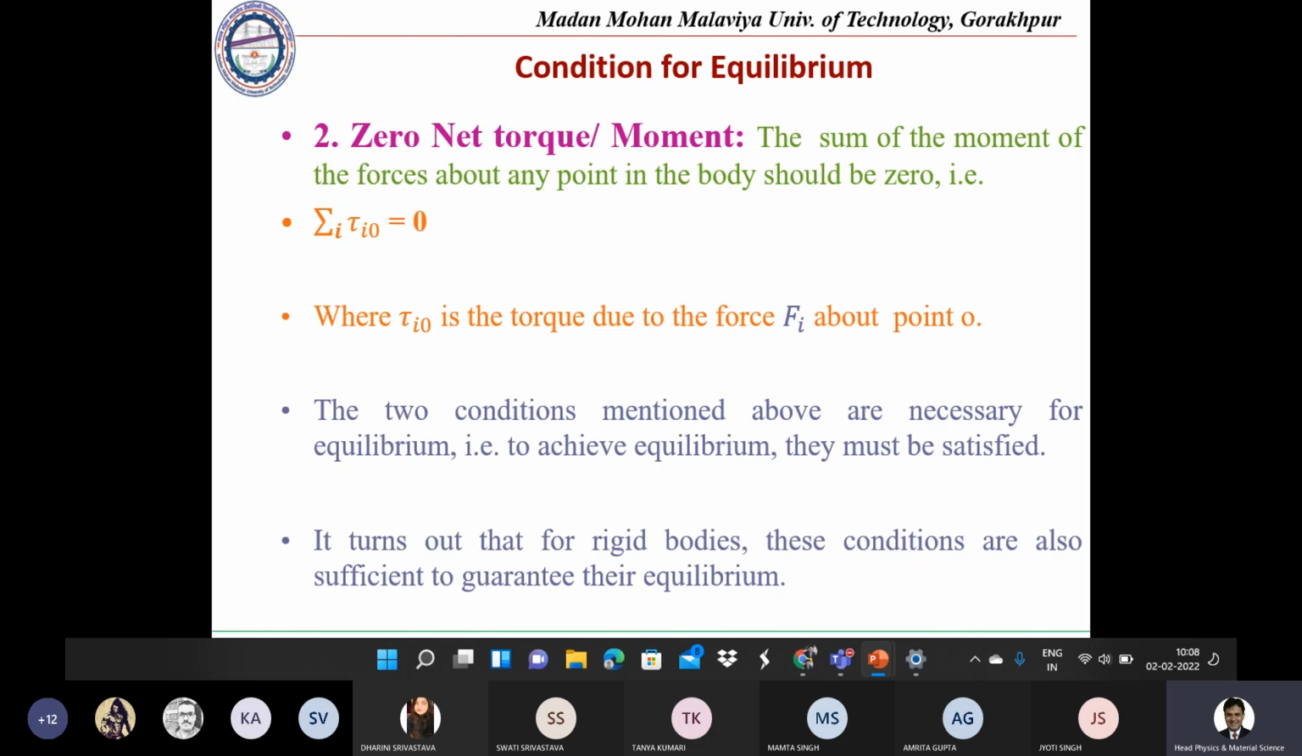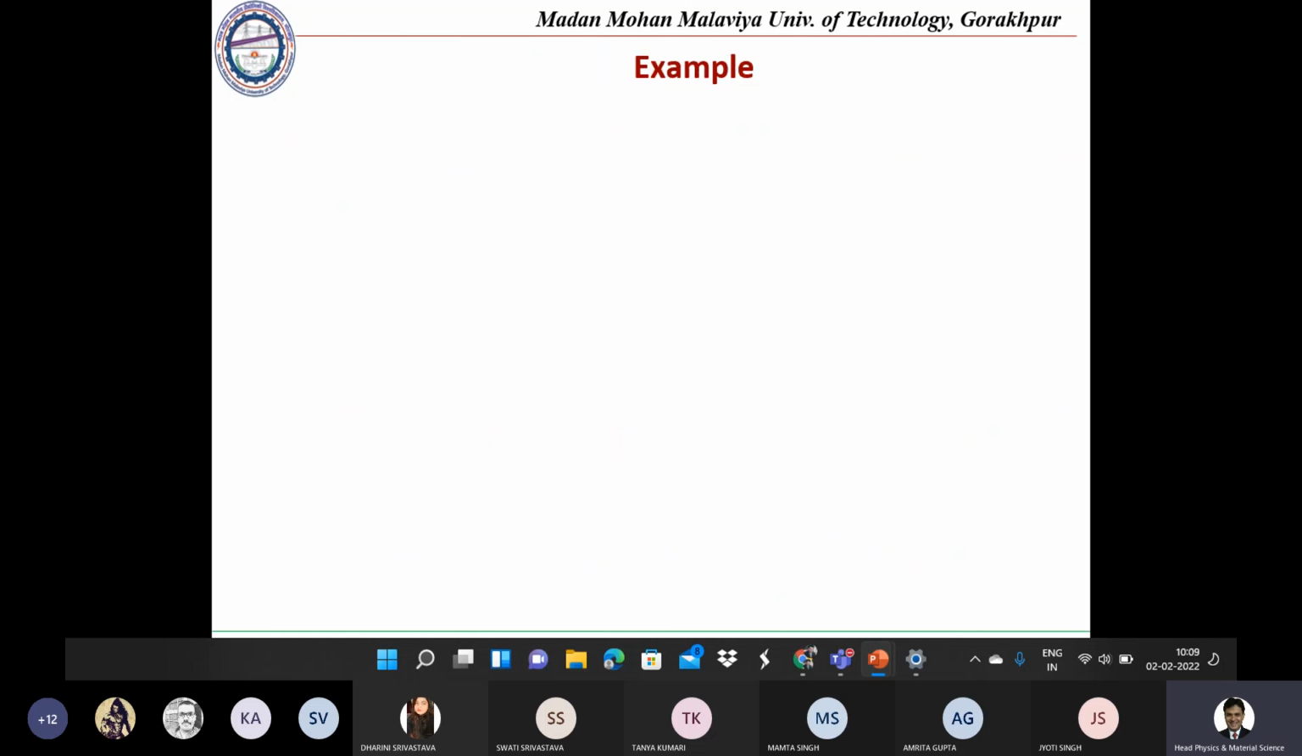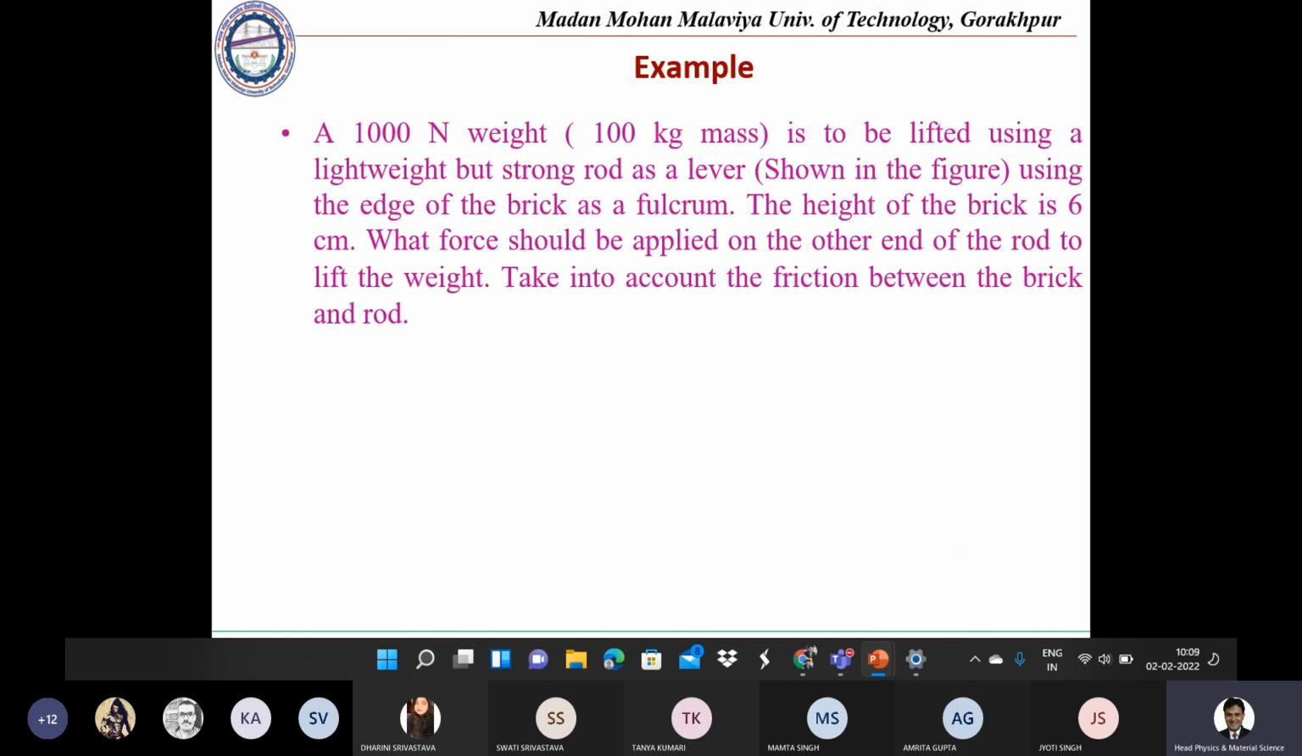This means we have to take these two things into consideration whenever we talk about the condition of equilibrium of a body. Let us take a particular example, a very lovely example I have taken here. A 1000 Newton weight means it is the combination of mass and gravity. So if we take gravity as 10, then it is a mass of 100 kilograms, which is to be lifted using a light weight but strong rod as a lever, as shown in the figure.